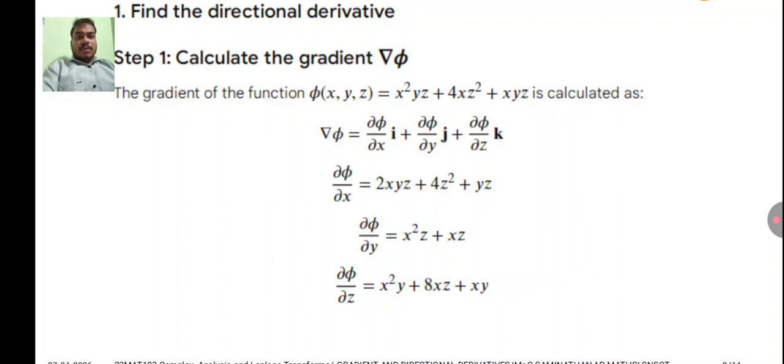Similarly, dou phi by dou y: differentiate phi with respect to y, which is equivalent to x squared z plus xz. In a similar way we find dou phi by dou z, which is equivalent to x squared y plus 8xz plus xy.